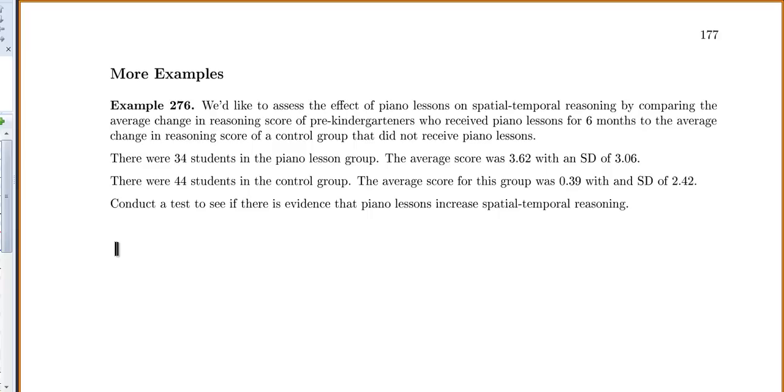There were 34 students in the piano lesson group. The average score was 3.62, standard deviation of 3.06. 44 students in the control group. Average score was 0.39, standard deviation of 2.42. So we have the piano and control.